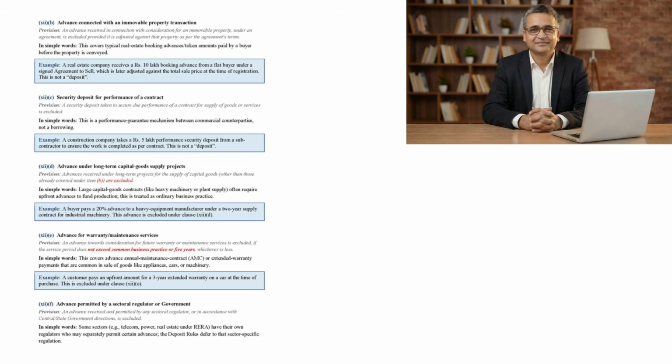Clause 12D. Advance under long-term capital goods projects. Large industrial projects often require advances before manufacturing begins. These advances help finance production and are a normal business practice. For example, a buyer pays a 20% advance for heavy industrial machinery under a 2-year supply contract. This advance is also not treated as a deposit.